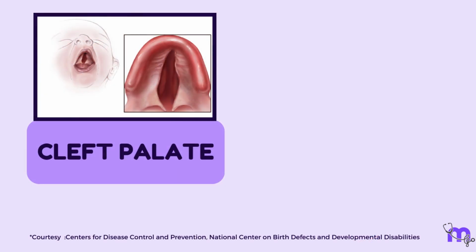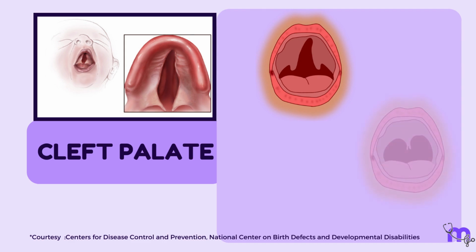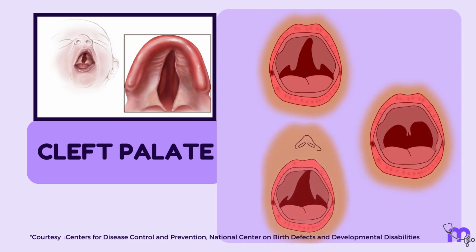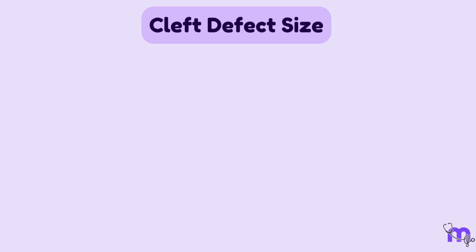A cleft palate can occur in different locations along the palate. It may involve the hard palate, the soft palate, or both. Sometimes the cleft can extend from the front, near the alveolar ridge, to the back, near the uvula of the palate. The severity of a cleft palate can vary.